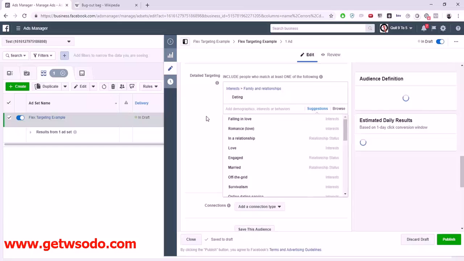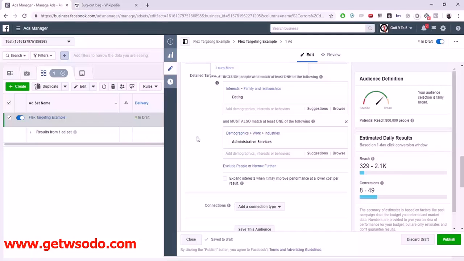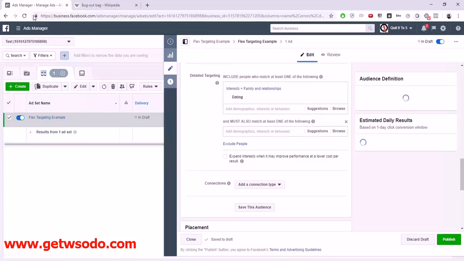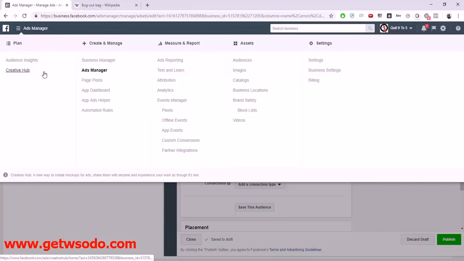So we're combining a natural target with an unnatural target here to get really, really dialed in on who's actually going to purchase this type of an offer. So dating with administrative services, we've got 800,000 people. So what we're going to do now is just a different one. So let's say dating. Actually, let's hop on to analytics really quick, or Audience Insights rather.